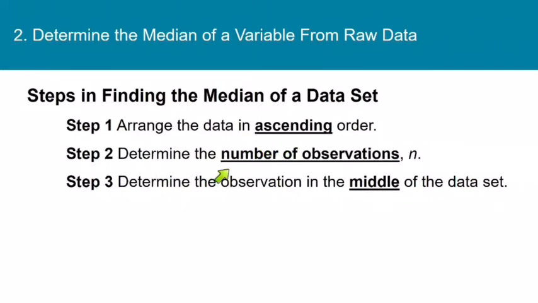We'll determine the number of observations n, and then we'll determine the observation in the middle of the data set. The reason we have to determine the number of observations is that our method is going to vary based on whether we have an even number of observations or an odd number of observations.